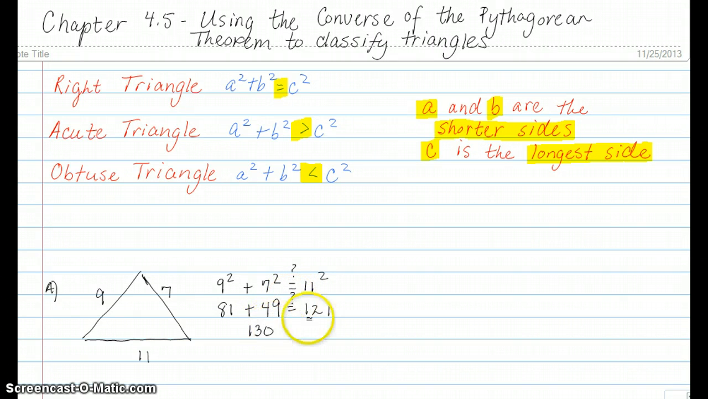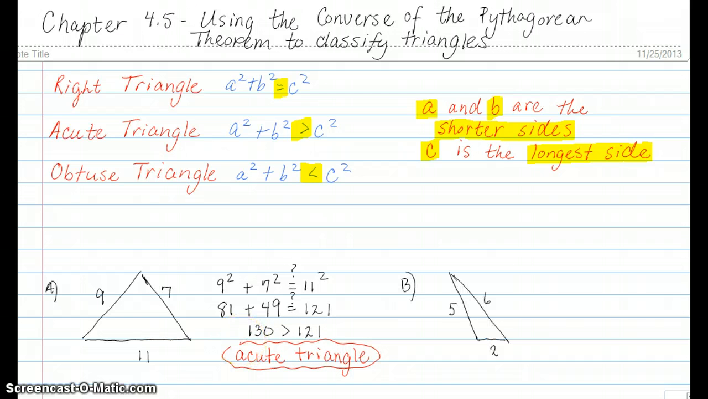So 130 is going to be greater than 121. And if you look back, if the sum of your two shorter sides squared is greater than c squared, it is an acute triangle. We mathematically proved that it was an acute triangle. Now let's take a look at an obtuse triangle. Here's an obtuse triangle, and you can see it from the picture, but you need to prove it.